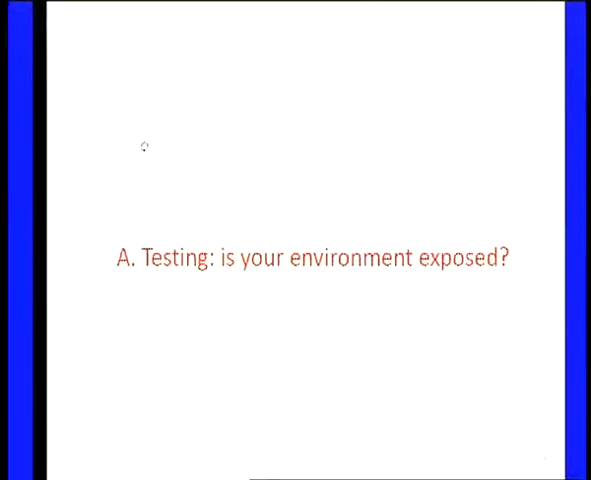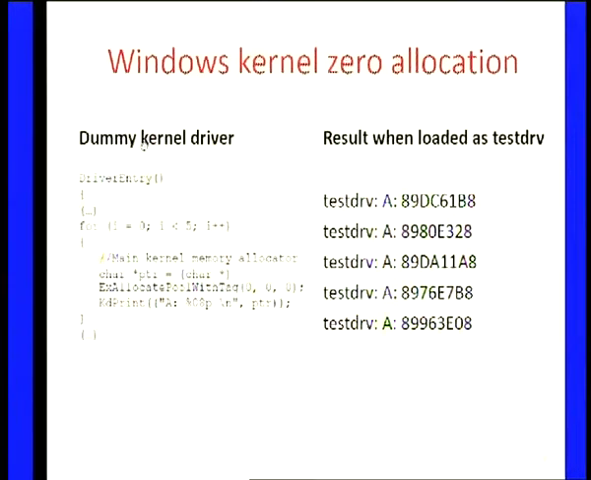Okay, so is your environment exposed? Let's see on Windows, for the Windows kernel. We have a function in the Windows kernel called ExAllocatePoolWithTag. ExAllocatePool has a couple of associated APIs. Basically, the first parameter of ExAllocatePoolWithTag is the size, and just ignore the 2 others. But when you call ExAllocatePool with a 0 size, it actually returns a valid pointer, as you can see on the right side.